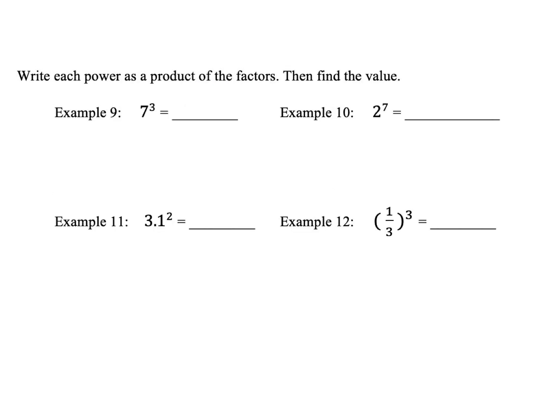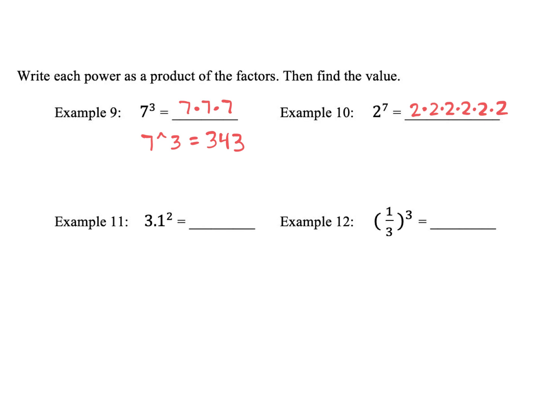All right, so for the rest of them, write each power as a product of the factors and then find the value. Example number 9 is 7 to the 3rd power, so that's going to be 7 times 7 times 7. We can grab our calculator. We can either do 7 times 7 times 7, or you can put it in your calculator as 7 caret 3. We talked about that the other day, and this shows our exponent. So then it will be 343.